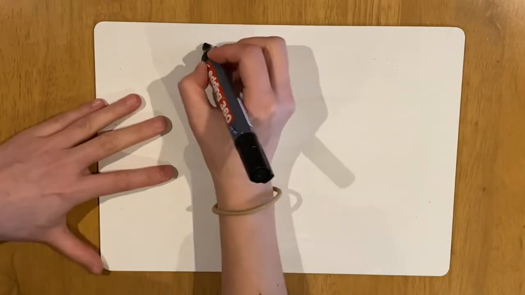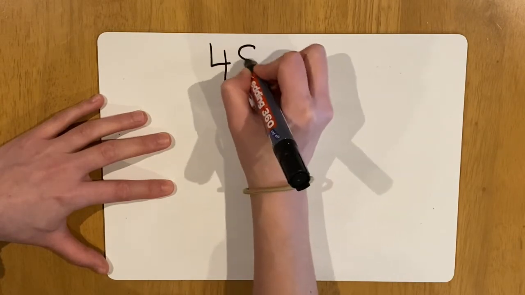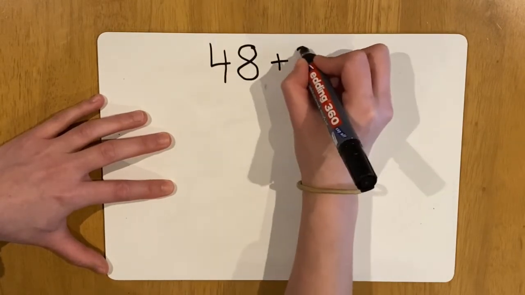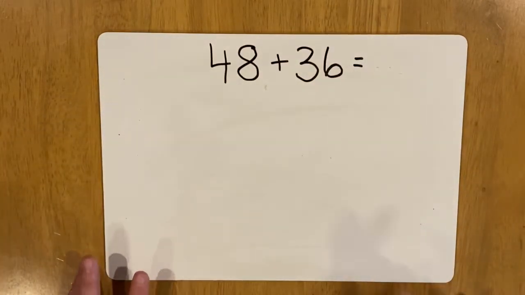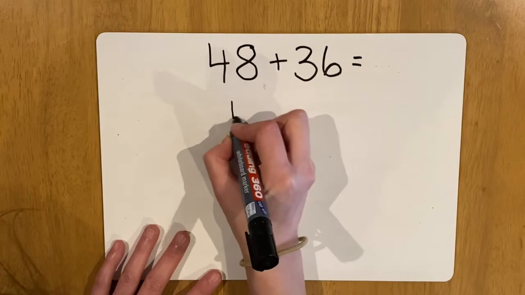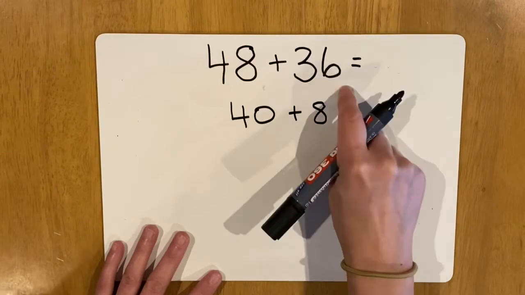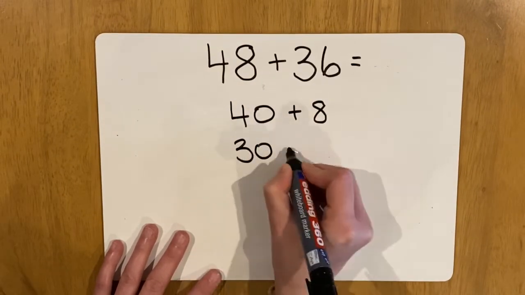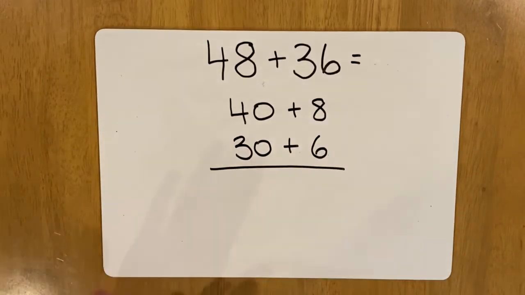This time we're going to do 48 plus 36. Okay, I'll lay out the work, then you're going to pause the video to work it out on your own. So 48, we write it as 40 plus 8. 36, we write it as 30 plus 6. Draw a line. Pause the video here to work out the question, and when you've done that, press play again and I'll show you how to work it out.